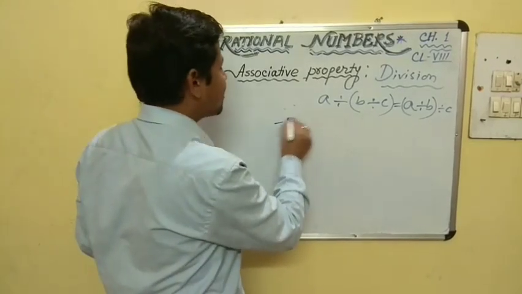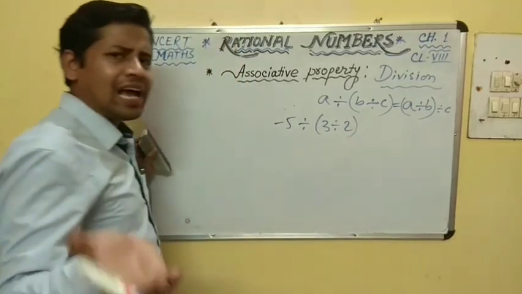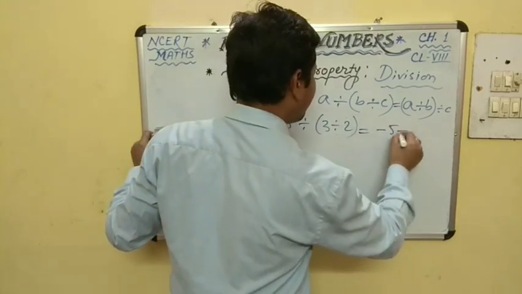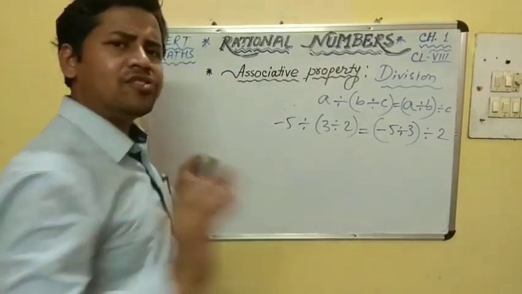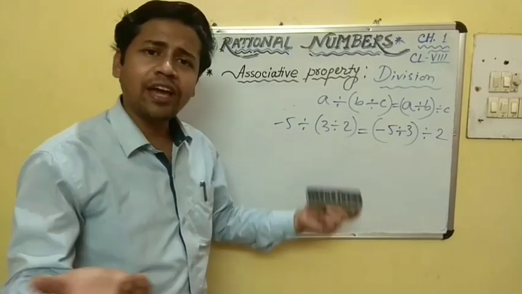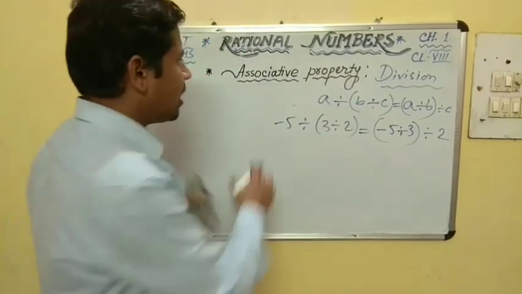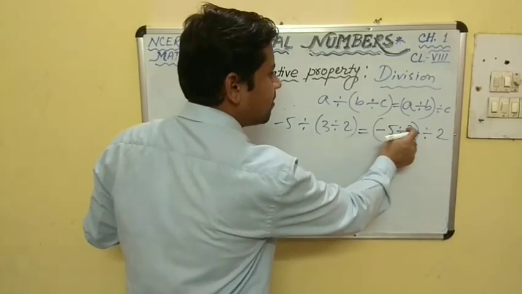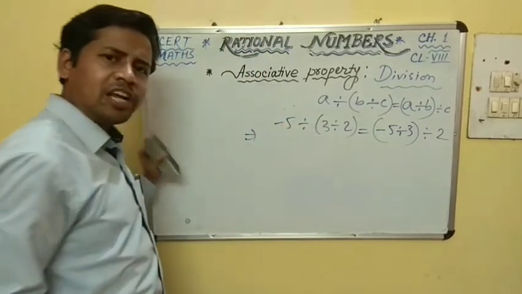So let's take minus 5 divided by 3 divided by 2. So just taking some integers. We have taken any three rational numbers; here the integers are minus 5, 3 and 2. So A is minus 5, B is 3 and C is 2. Let's check whether (−5 ÷ 3) ÷ 2 equals −5 ÷ (3 ÷ 2). Let's check if both the sides are equal or not.